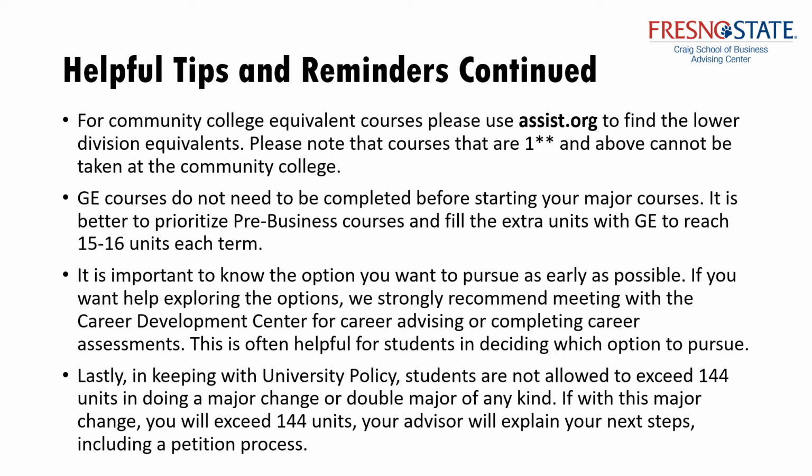If you want help exploring the options, we strongly recommend meeting with the Career Development Center for career advising or completing career assessments. This is often helpful for students in deciding which option to pursue. Lastly, in keeping with university policy, students are not allowed to exceed 144 units in doing a major change or double major of any kind. If with this major change you will exceed 144 units, your advisor will explain your next steps, including a petition process.